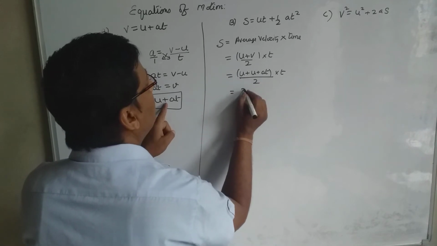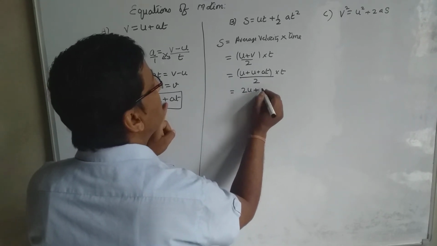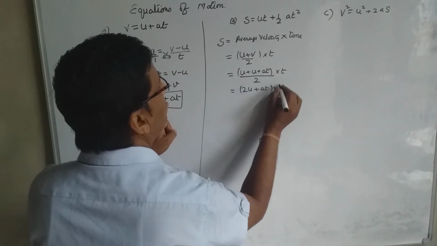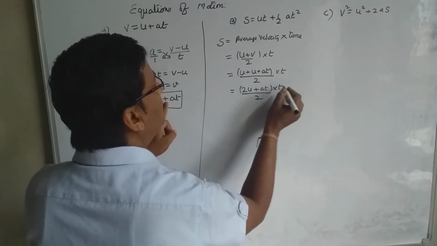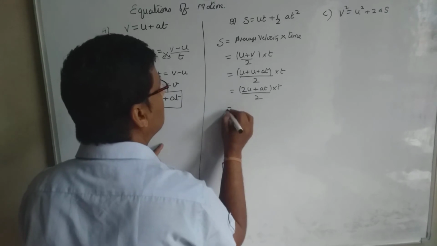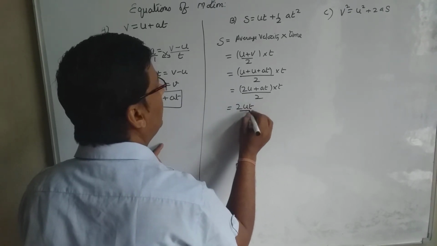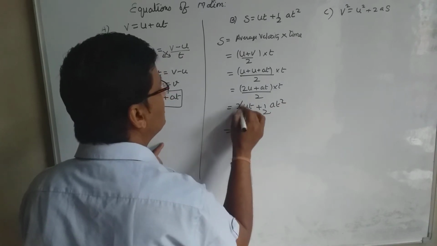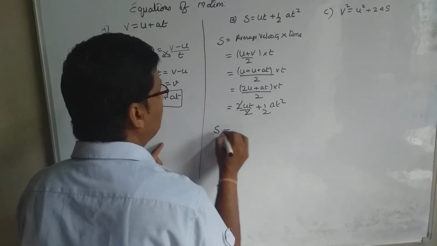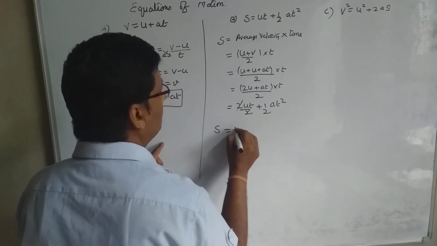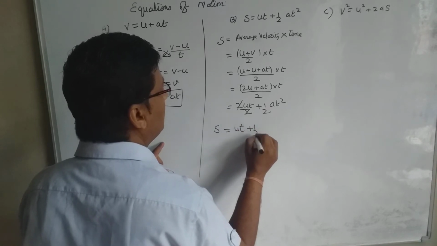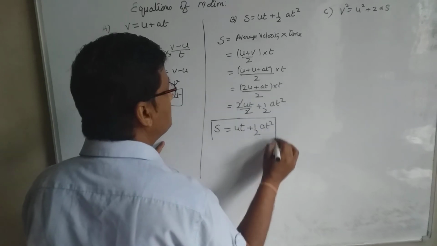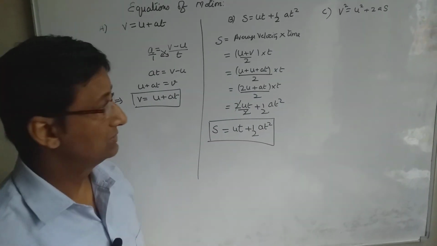U plus U will become 2U plus AT, into T. Now take T and 2 inside the bracket. So 2UT upon 2 plus half AT square. This U will cancel, and S will be equal to UT plus half AT square. This is your second equation of motion.